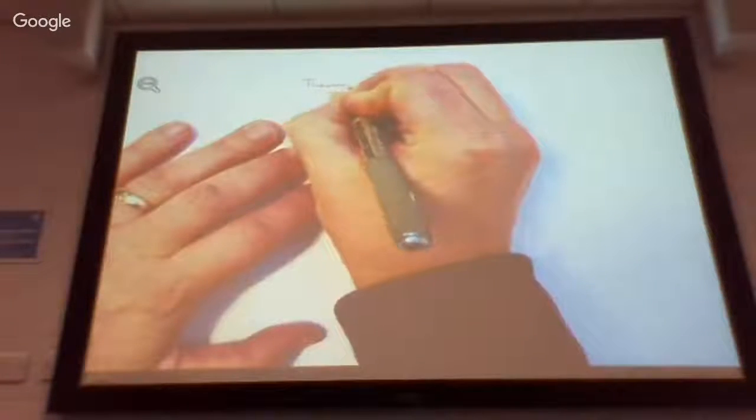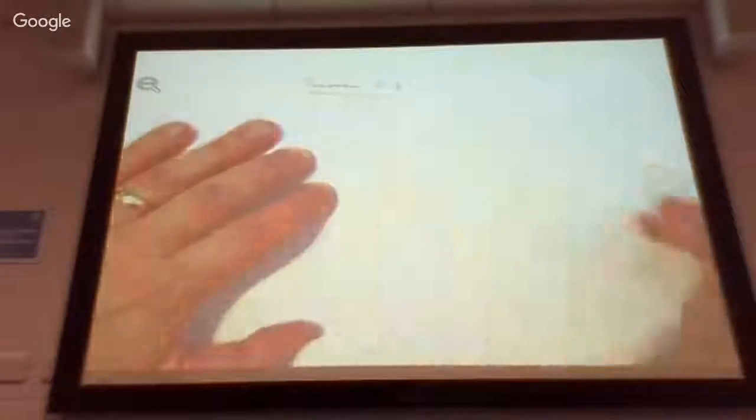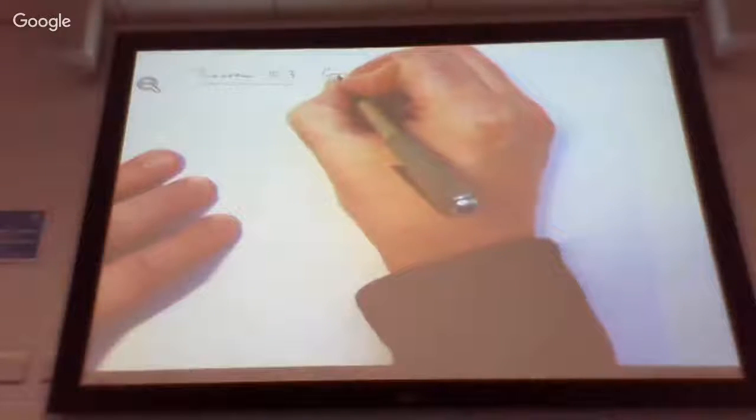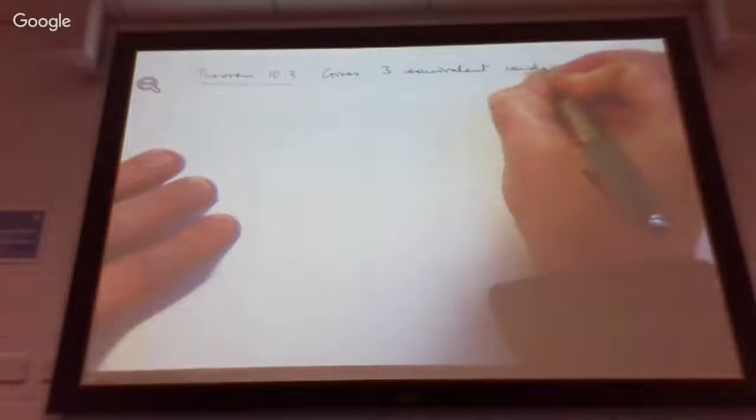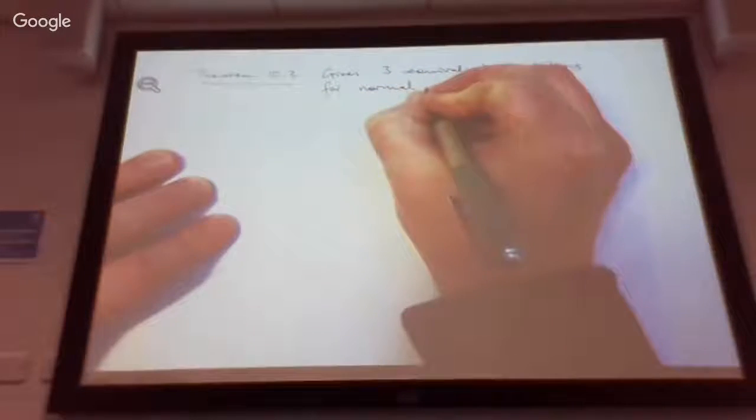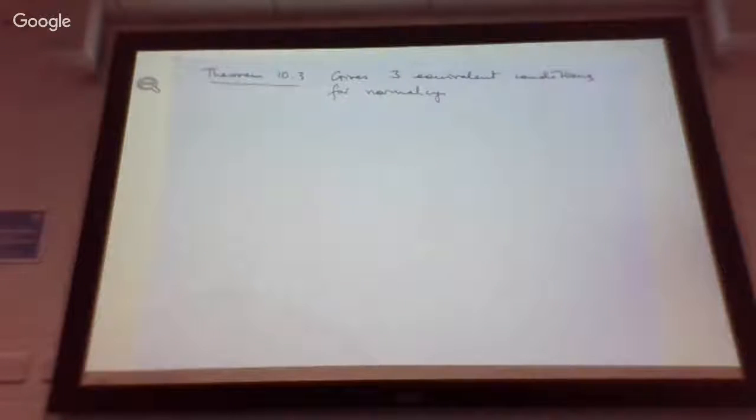Now the first result, which we have here, is Theorem 10.3. We quite often see this: when we introduce a new concept and give a definition, there are often alternative, equivalent ways to think of the definition. So this gives three equivalent conditions for normality. These could be taken as three different ways of defining what a normal subgroup is.